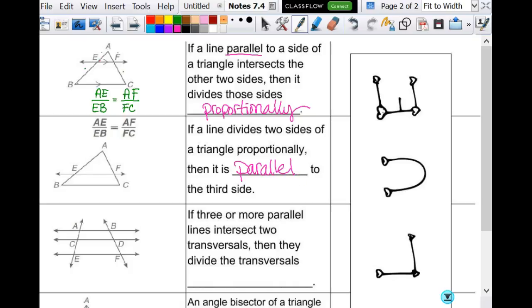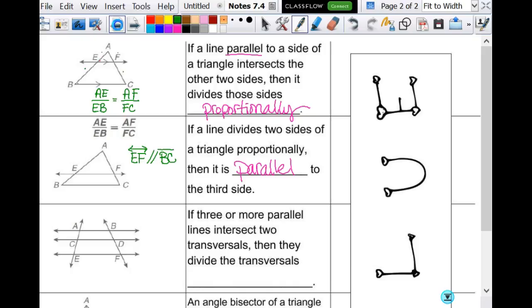So here, we have this line. We don't know if it's parallel or not, but what we do know is that the pieces are proportional. So since we know that, line EF is parallel to line segment BC. Okay, so same information, just remember converse is just the opposite of it.